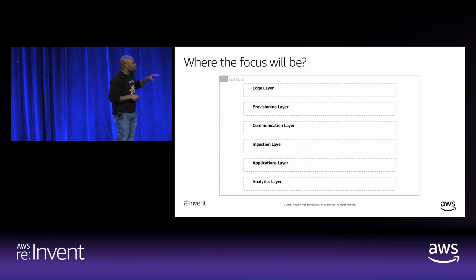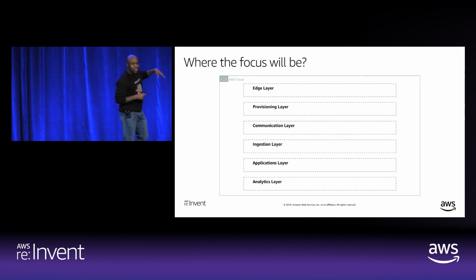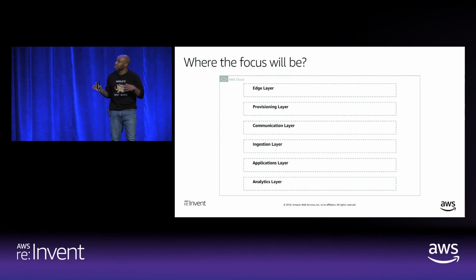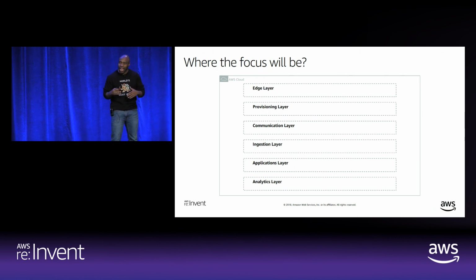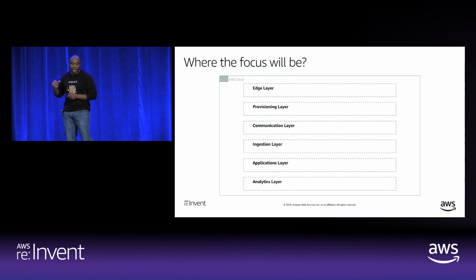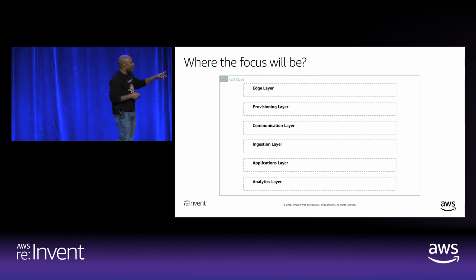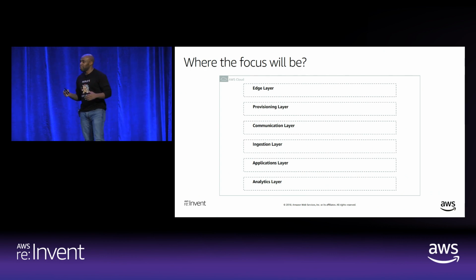So when it comes to multi-region, there are several different layers, and these are IoT layers that we delineate when we talk with customers. Everything from the edge, which is SDKs or Greengrass or Amazon FreeRTOS, to provisioning, which is your security and identity, communication with AWS IoT Core, the pub-sub protocol, ingestion, where does that data go next, and then applications and analytics, where people actually put the business value, so to speak, into their IoT applications.